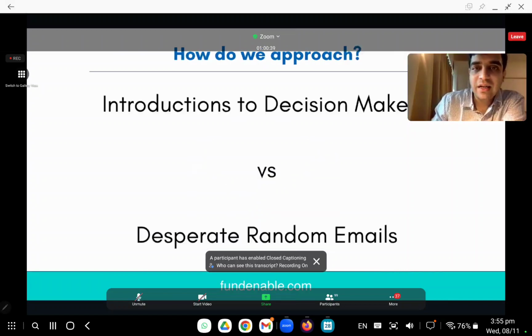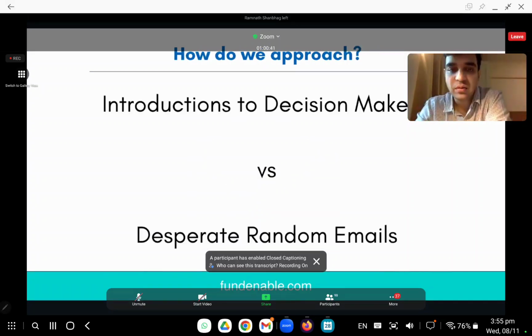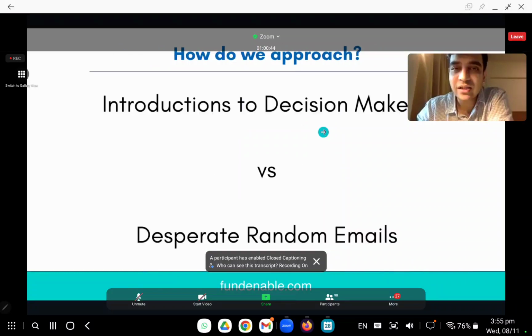What really works in the domain of venture capital is introductions to decision makers versus desperate random emails. What do I mean by introduction to decision makers? You have to find someone who will actually introduce you to the investors. For example, as a part of this process, during the demo day, there will be a guaranteed meeting, because you are introduced to the investor through Wadhwani Foundation. There is a working relation between the set of investors and Wadhwani Foundation, right?